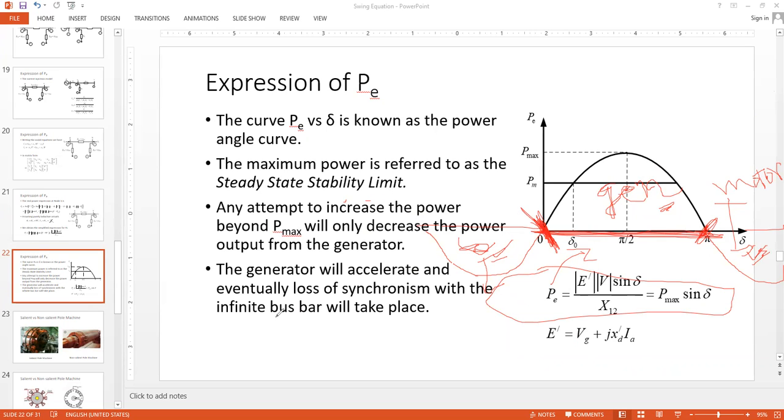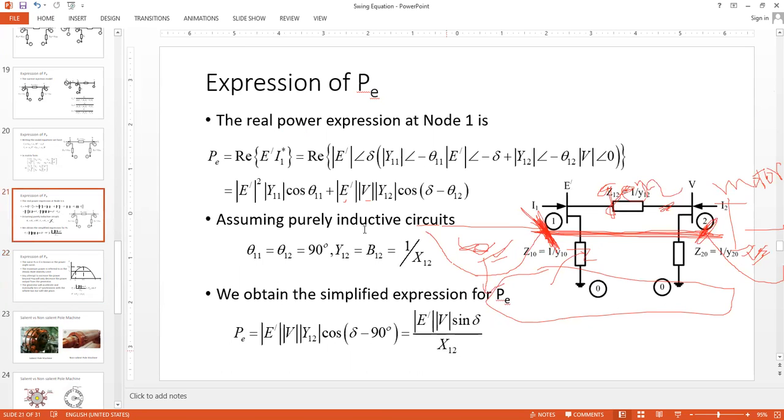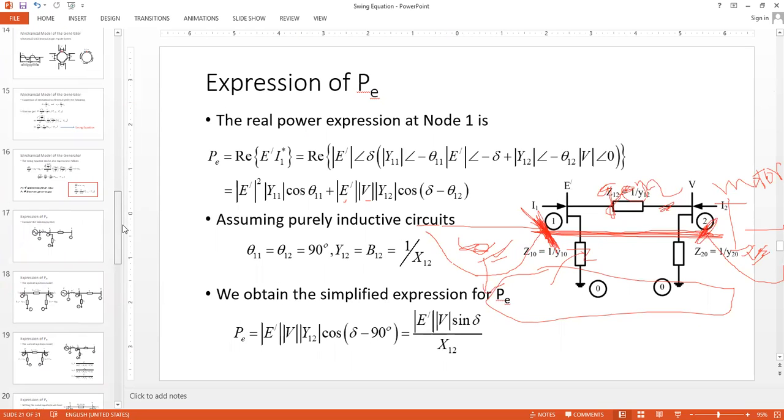So that's it for today. In today's lecture, finally we have achieved the expression of the swing equation, and we have seen the expression of the real power that comes out from the synchronous machine. We have seen the dependency of the real power on system parameters like E prime, V, delta, and X. And we have also seen how to actually get this expression of PE.